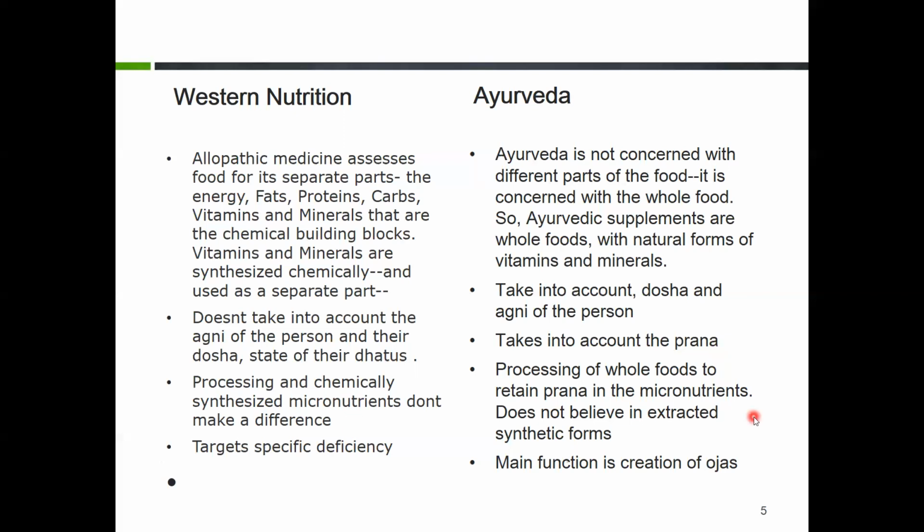So it does not believe in extracted synthetic forms. Just to give you an example, turmeric is one of the most popular Ayurvedic supplements in the market today. The best way to get turmeric is you get turmeric from the store, and you heat up some ghee or olive oil or whatever oil you're using. When it heats up, add a pinch of turmeric to it. In the oil, turmeric will release the heat and the oil. It's fat soluble, so it'll release curcumin.